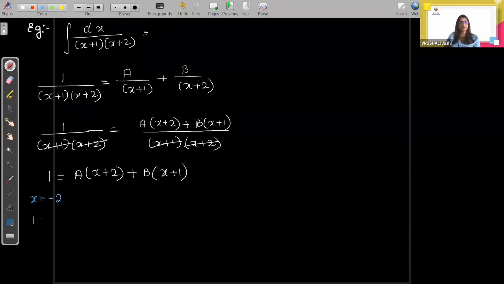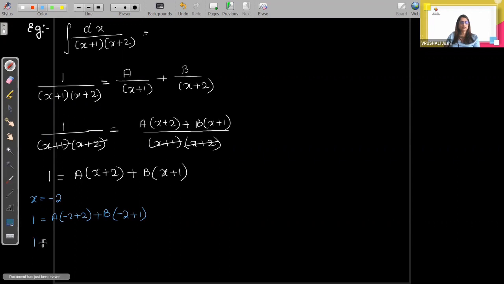This will be 1 is equal to a into minus 2 plus 2, correct? Plus b into minus 2 plus 1, correct? That will give you what? This is going to give you 1 is equal to, this will be 0 completely, so this will be what? b into minus 2, this will go to minus b, right? So minus 1 is equal to b then, correct? Now we have to find out the value of a.